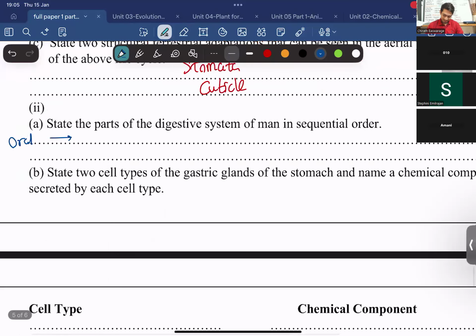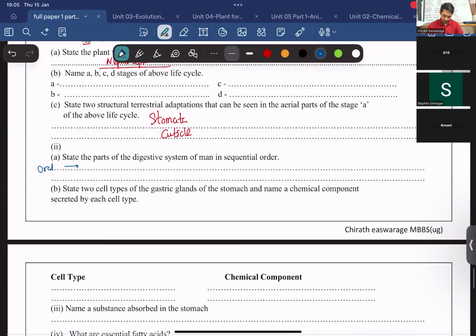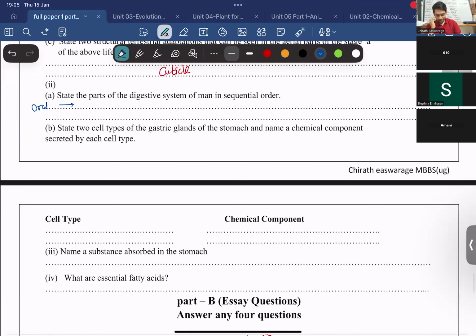The same question has been repeated. Cell types of the gastric glands. Name a chemical component secreted. You can say parietal, mucus, chief, anything. And the chemical components we already discussed.